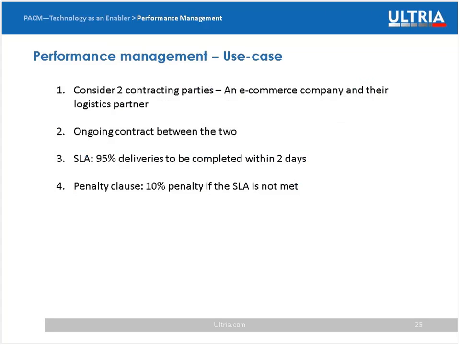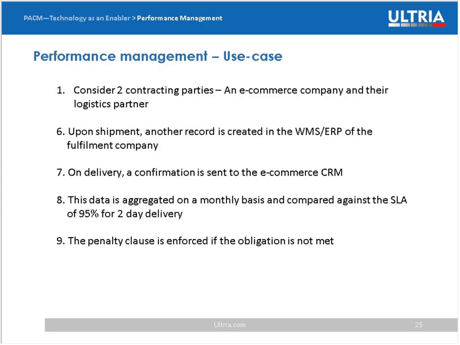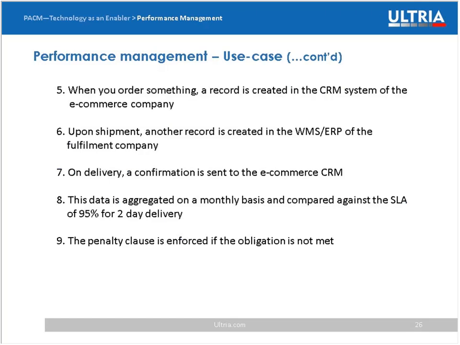There's an SLA, service level agreement, from the shipping logistics company that says we will get 95% of all your deliveries to your customer within 2 days of receipt of the shipping request, right? So this is a company that is doing fulfillment and then putting on a truck, getting it from the truck to somebody's front door. There's a penalty clause that basically says if we do not meet the 95% SLA, there's a 10% rebate against those charges due from the shipper back to the e-commerce vendor. So effectively, when you order something, a record is created in the CRM or order management platform of the e-commerce company.